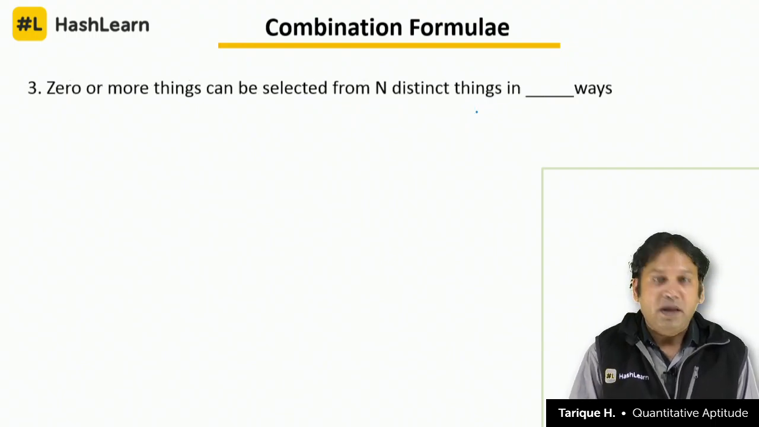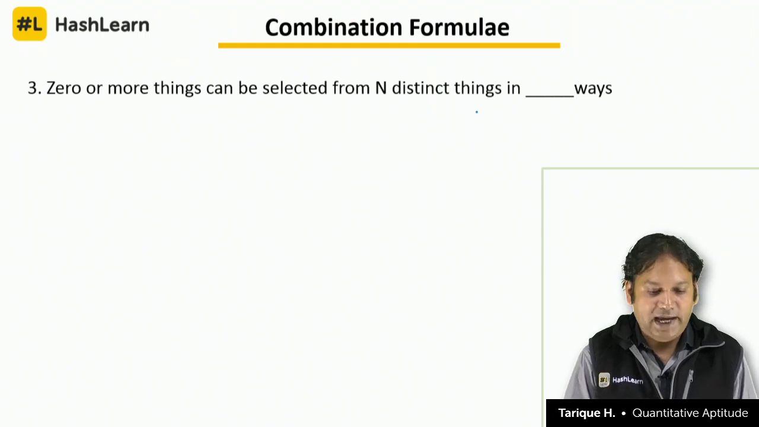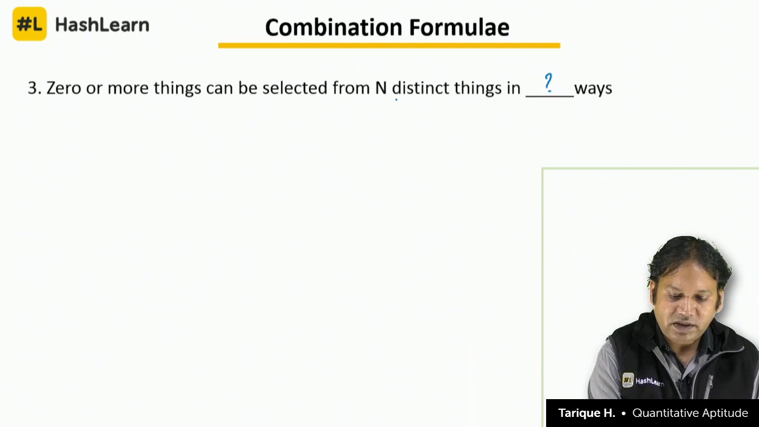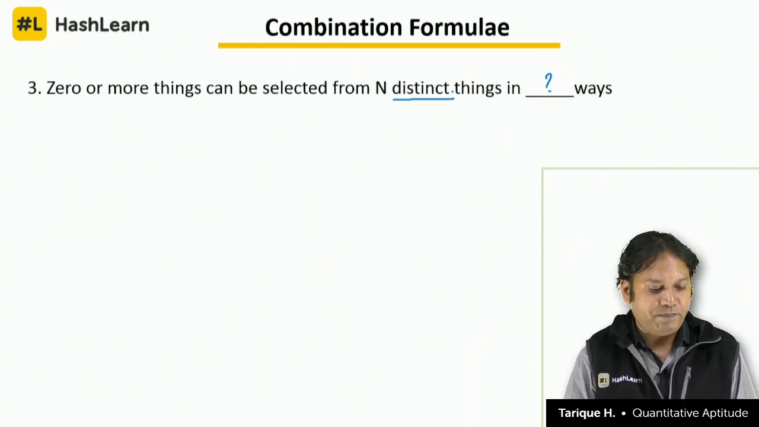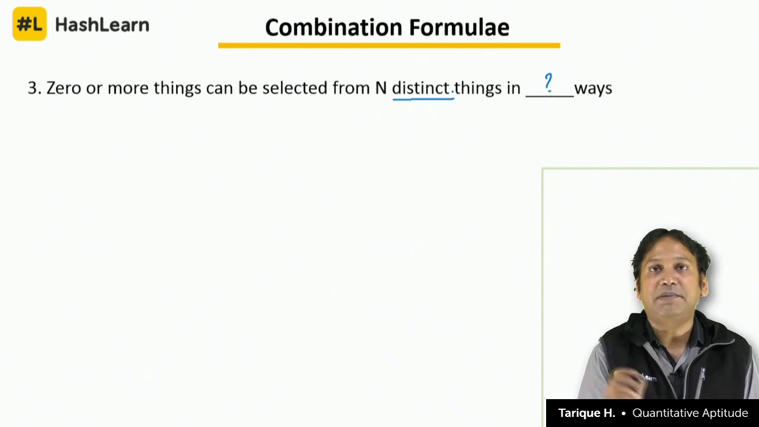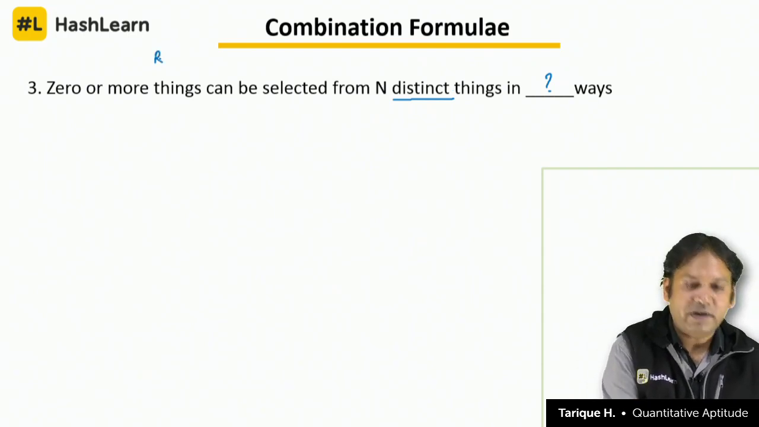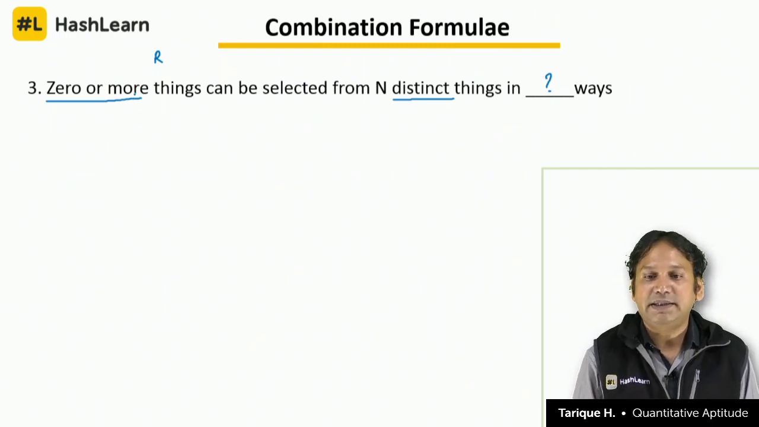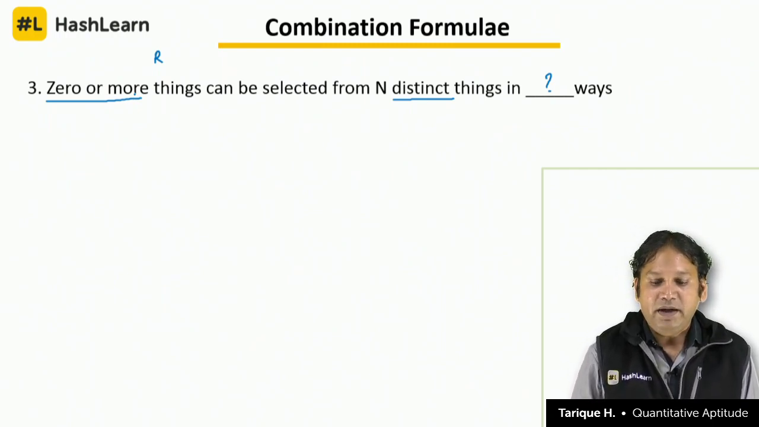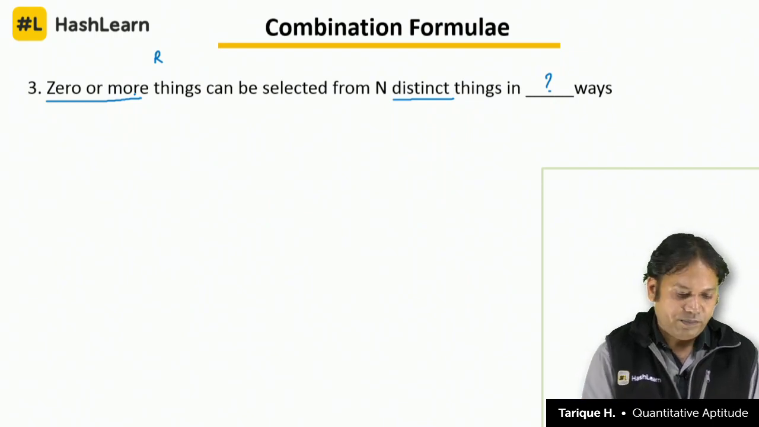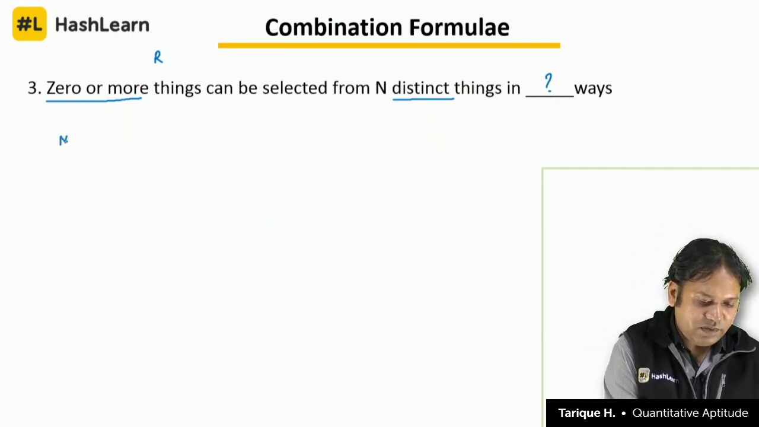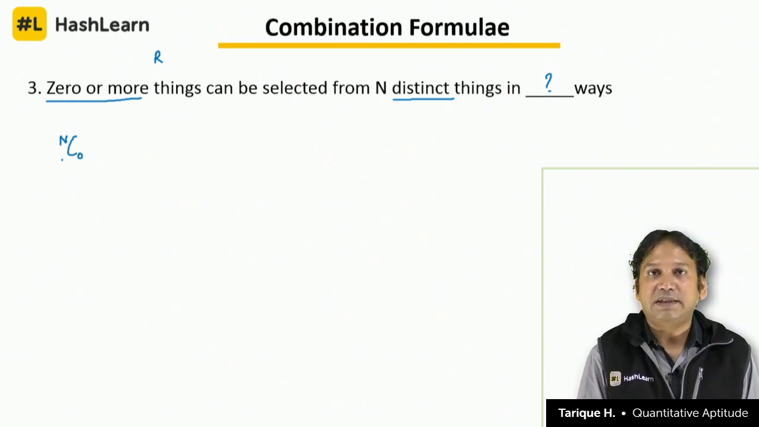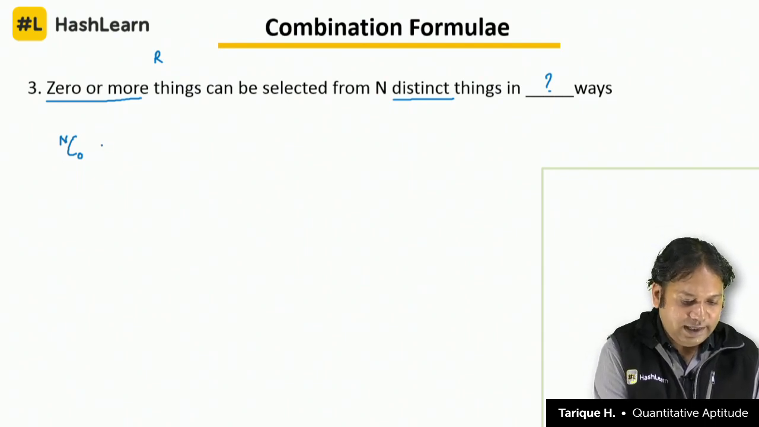Now let's see the third one. 0 or more things can be selected from n distinct things in how many ways? Now here we have distinct things, so there will be a number of ways in which it can be done. But we are not selecting a fixed number of things. We are not saying R things, we are saying 0 or more things. Let's say we pick up 0 things, we get NC0. That is one option that you have. You can select 0 out of n, or you can take 1.